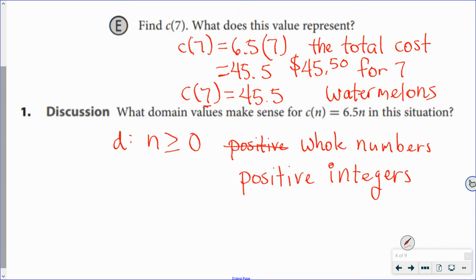I could write it in set builder notation. We've not spent a lot of time on set builder notation for the test, and I'll just accept that it's greater than or equal to 0. The other thing you could do is put it in interval notation. You could say 0 to positive infinity, meaning everything positive, but you still have to say we're just talking about the positive integers, no decimals, because if I don't say that, I'm implying that I could have a fraction or a decimal.